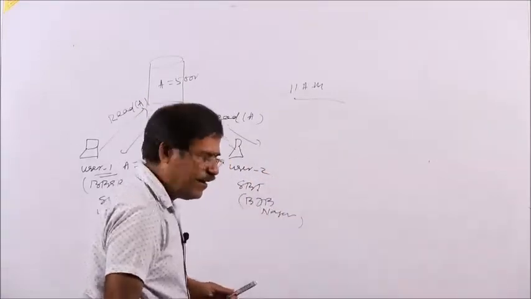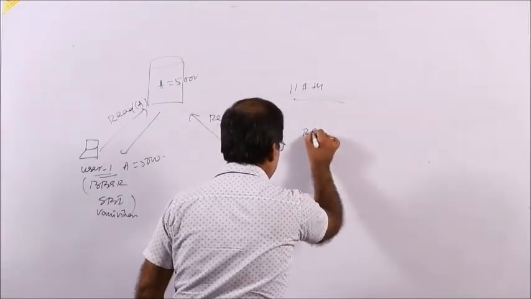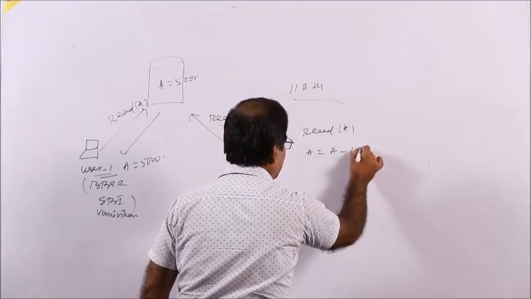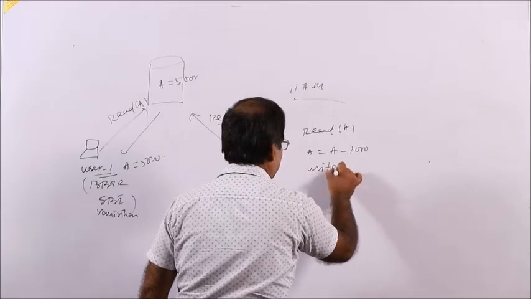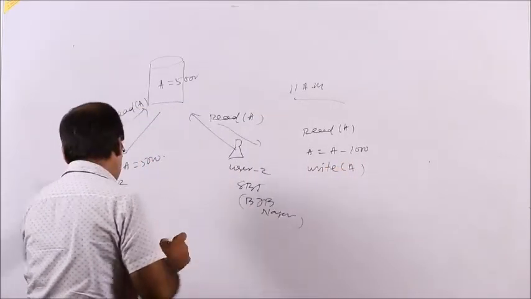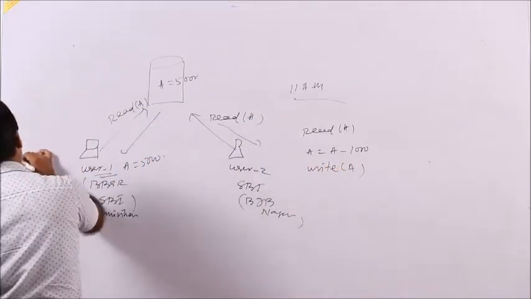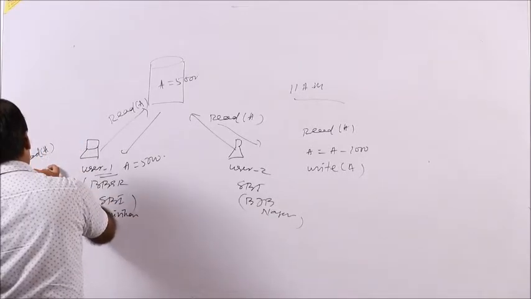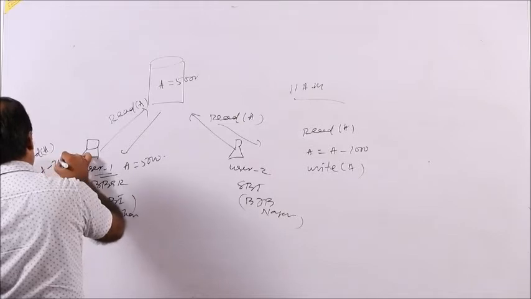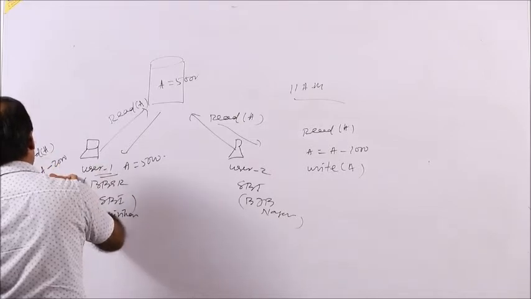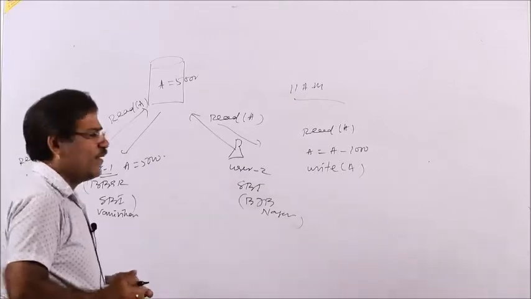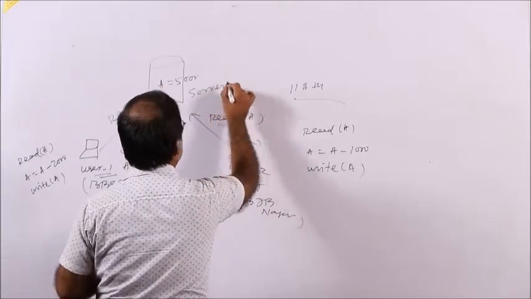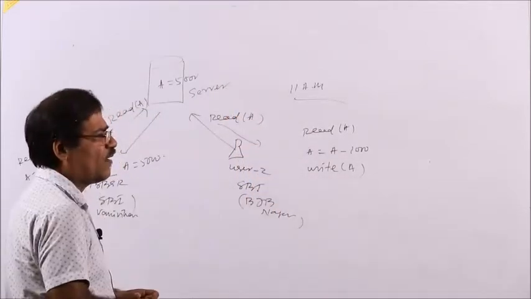Suppose it is like this. Read A. Then A is equal to A minus 1000, so write A. Suppose user 1 also requires account A at the same time: read A. Then update the A value, A is equal to A minus 2000, so write A. Account A is in the server; the server is another, higher computer that stores your account number.